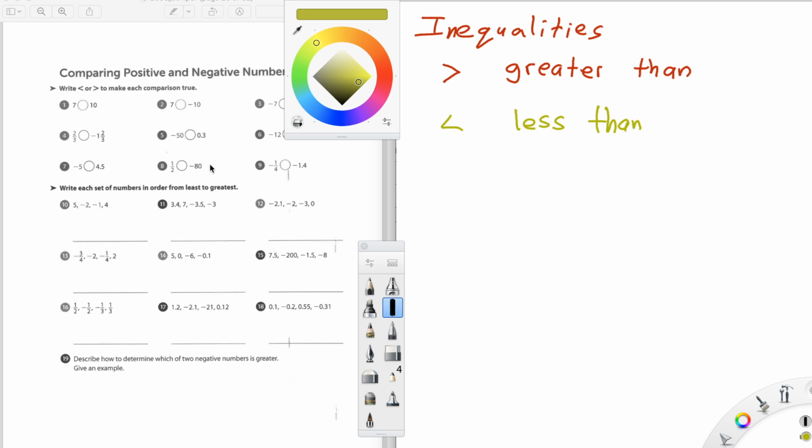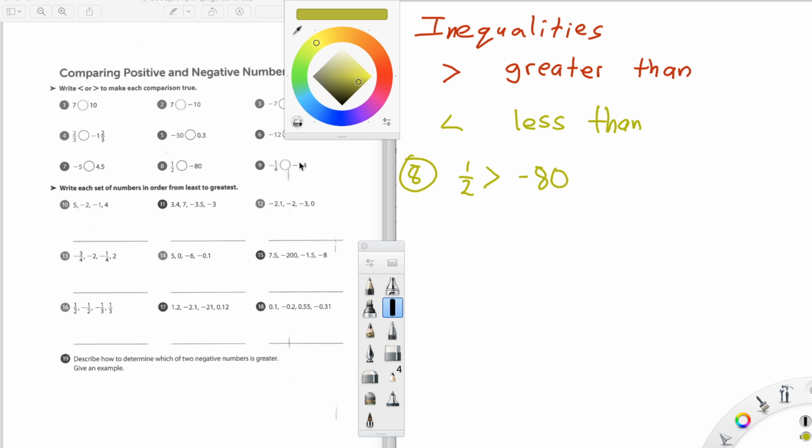Now you have to remember that positive numbers are always bigger than negative numbers no matter what. So they'll try to confuse you. See how right here they have a negative 80, which is a whole number. In your head you think 80 is bigger than a half, but a positive number will always be bigger than a negative number. So for number 8, we would write that 1/2 is greater than negative 80. And you have to do that for most of these.